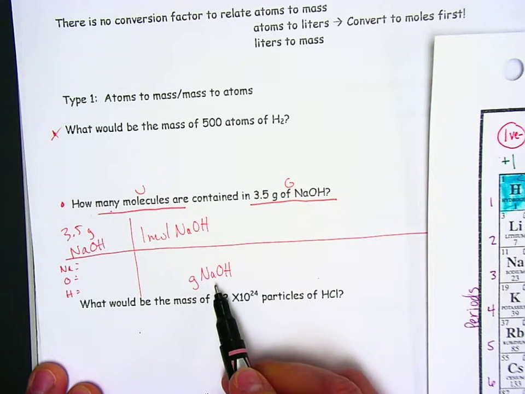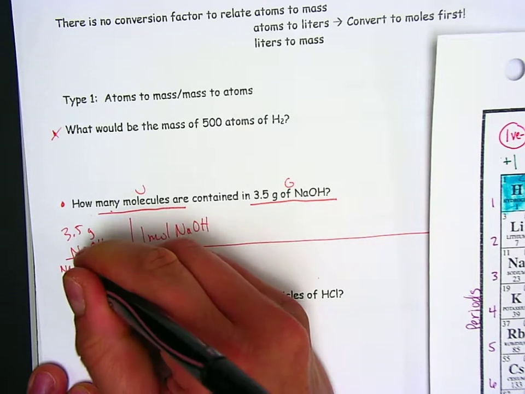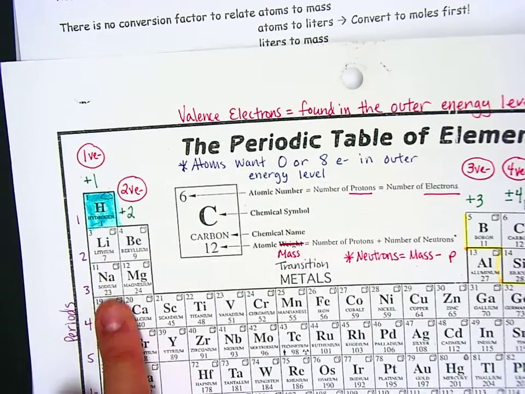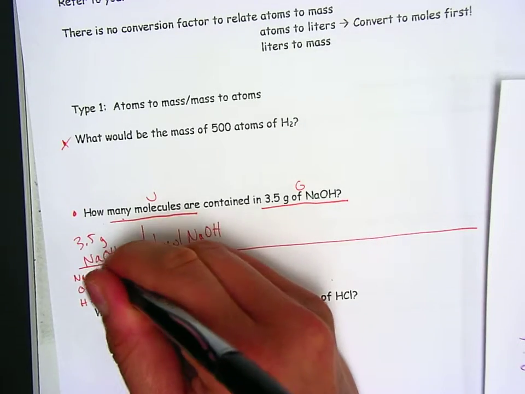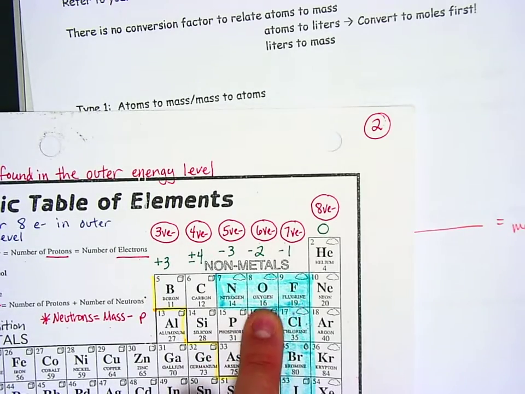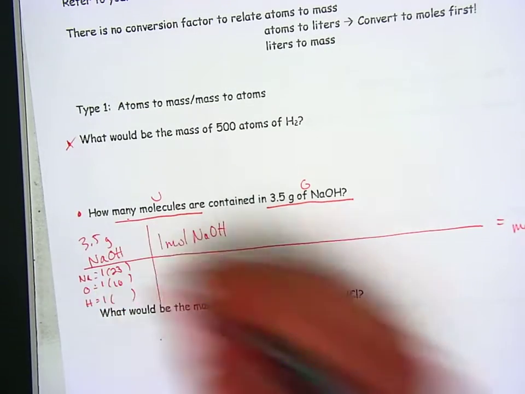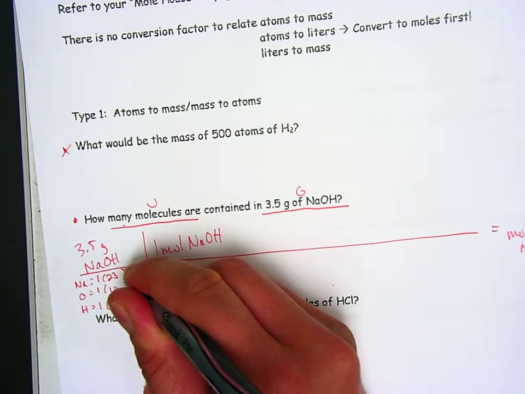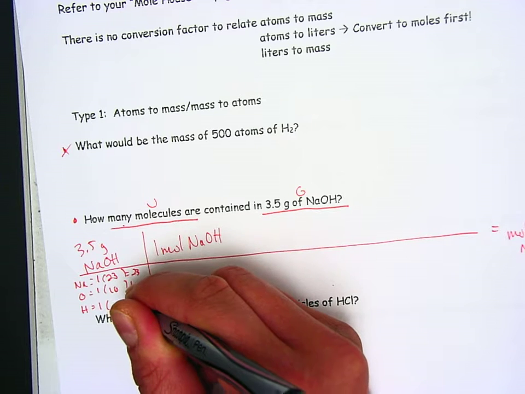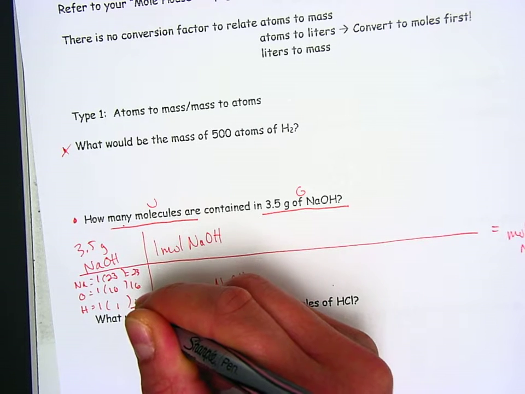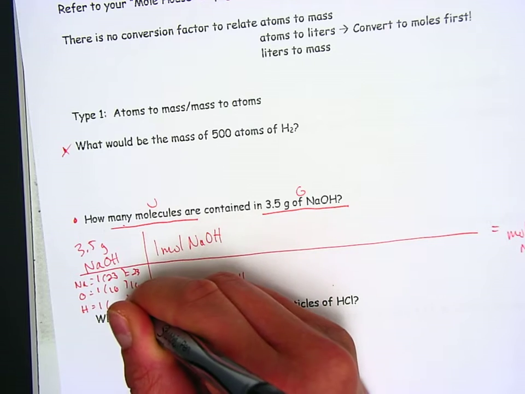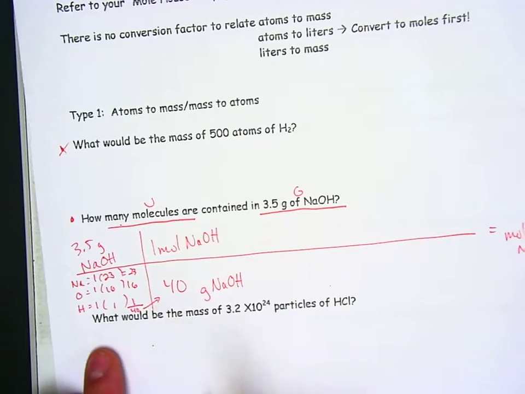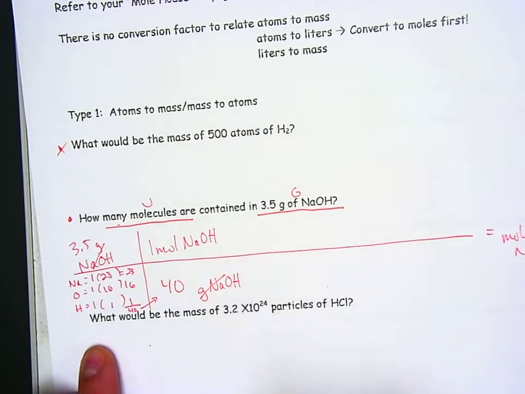I'm going to count the number of each I have. No subscripts on any of them, so it means I have 1 of each. And then I'm going to find the masses on the periodic table. Sodium is 23. Oxygen is 16. And hydrogen is 1. So 23 plus 16 plus 1, if you add those together, you get 40. So that goes right here. You have to take that little step with the masses. Grams matches grams, so they cancel out.